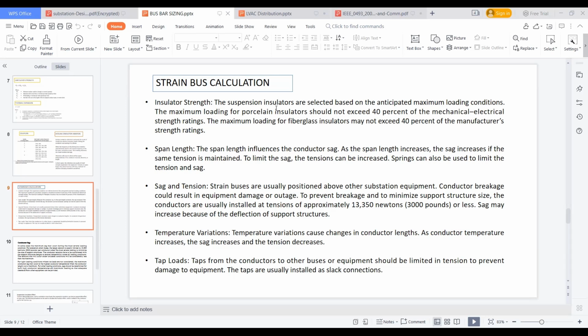Now come to the temperature variations. As I am repeating again, if the temperature increases, sag increases, and if the sag increases, the tension decreases.